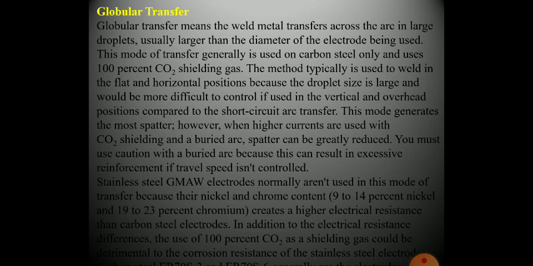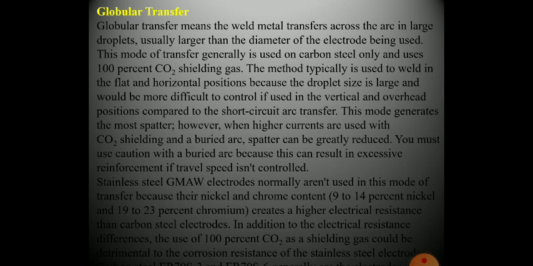However, when higher currents are used with the CO2 shielding gas, that is a buried arc, and spatter can be greatly reduced. So this is the mode that generates the most spatter; with higher current and CO2 shielding, leading to the buried arc, spatter can be reduced by this method. But we must be cautious with the buried arc because it can lead to excessive reinforcement if travel speed is not in control. That problem has to be taken care of when performing this kind of globular transfer.